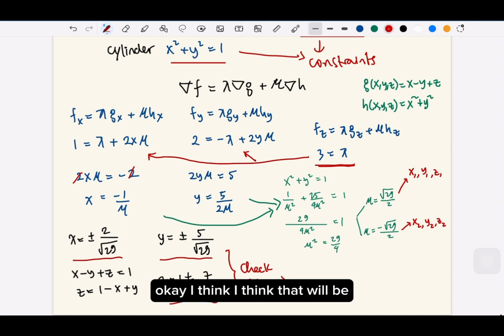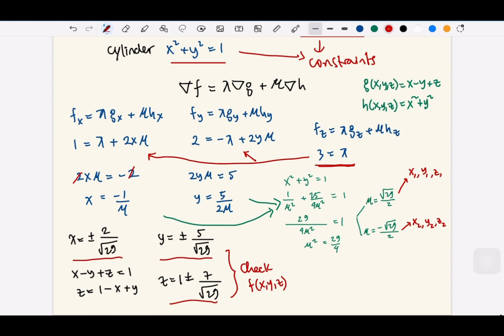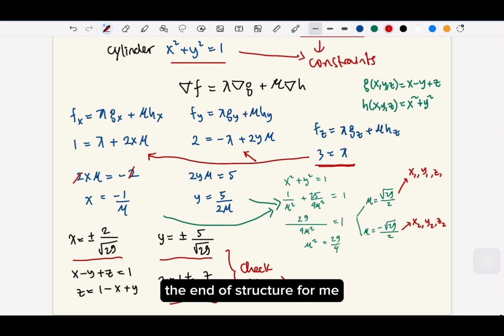Okay, I think that will be the end of chapter 14. End of chapter 14, and I think I will just finish up here.